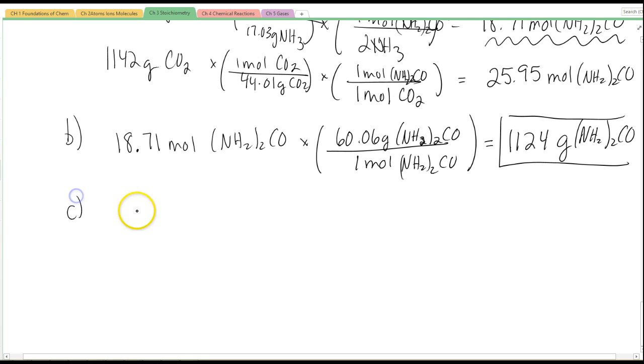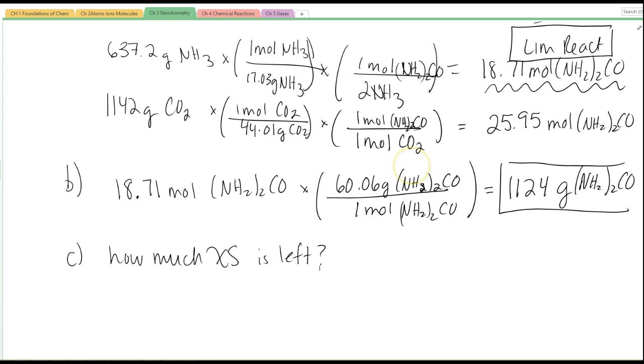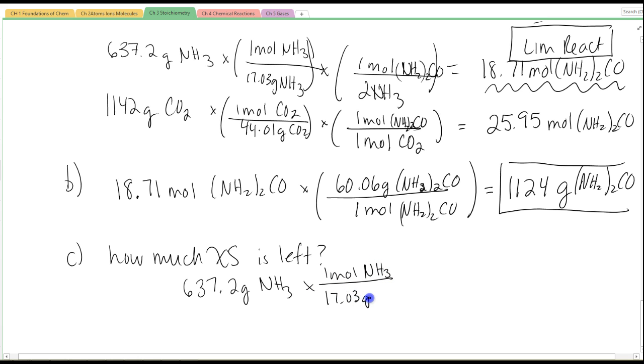The final part of the question is how much excess is left. Okay, so how much excess is left? Well, I can start by saying I started with my 637.2 grams of ammonia. Convert that to moles, which you may have already done earlier, but I did not actually write it down. And then I'm going to keep on converting to figure out how much of the carbon dioxide I actually used.